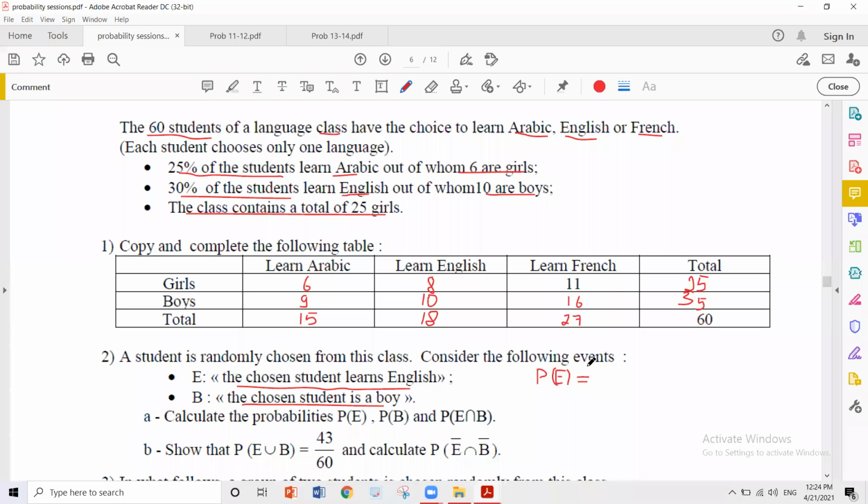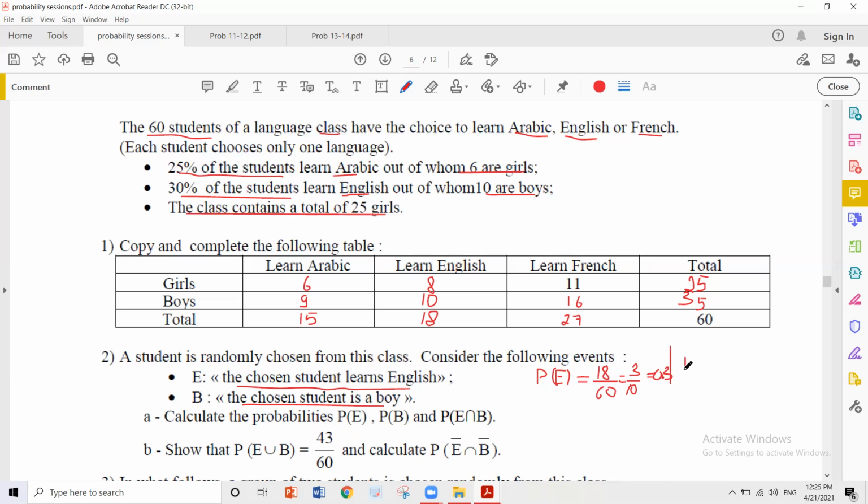Or if we want to find it, how can we find it? How many are English? 18 over 60. Can't we get it from the top? Yes, yes, you can, either way. If we divide by 6, we get 3 over 10 equals 0.3. It is 0.3.